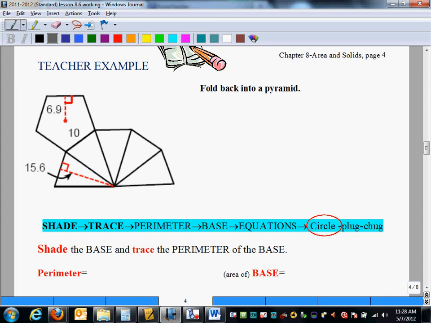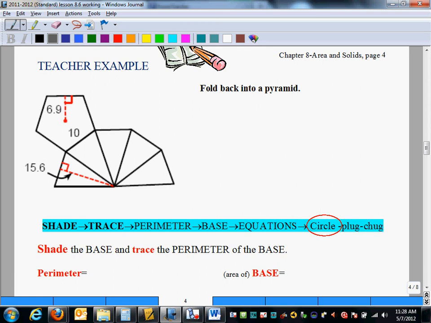Okay? So I have given you a roadmap. If you follow this roadmap exactly, the likelihood of you getting lost goes almost to nil. Pay attention. I'm going to say this roadmap once. You're going to say it twice. Goes like so. Shade, trace, perimeter, base, equations. Circle, plug, chug. Let me show you how to use it.